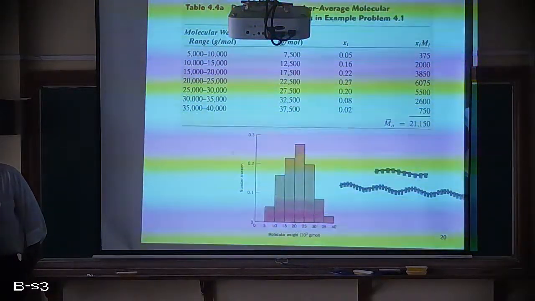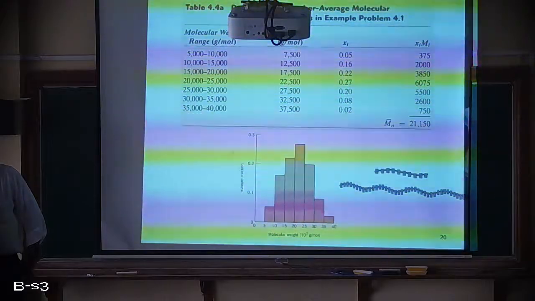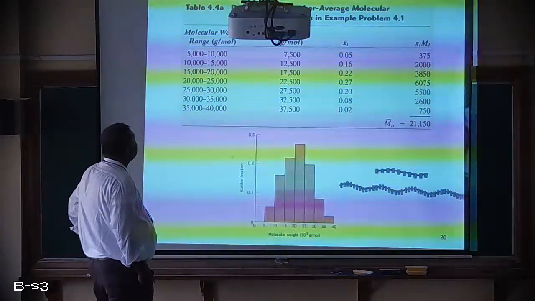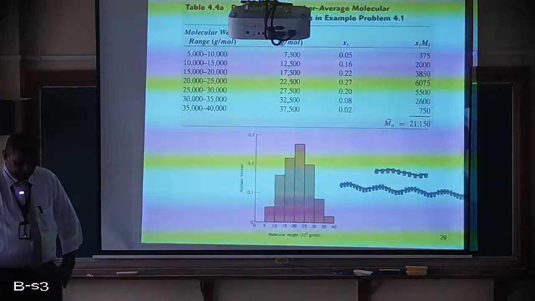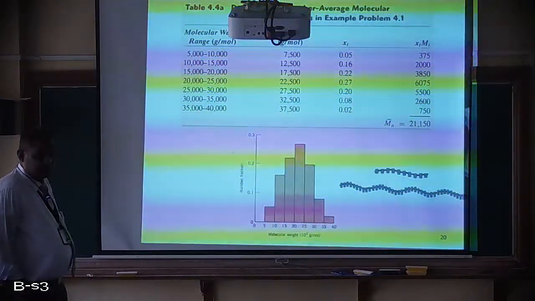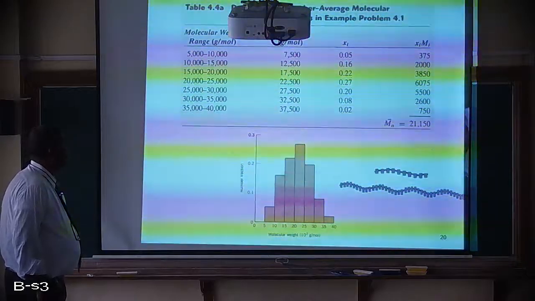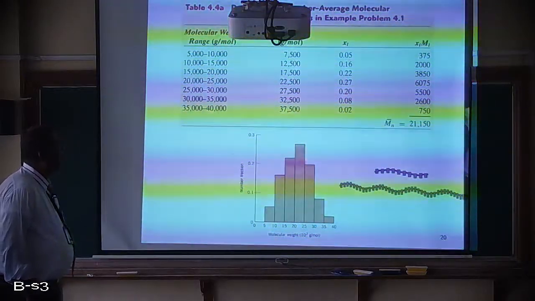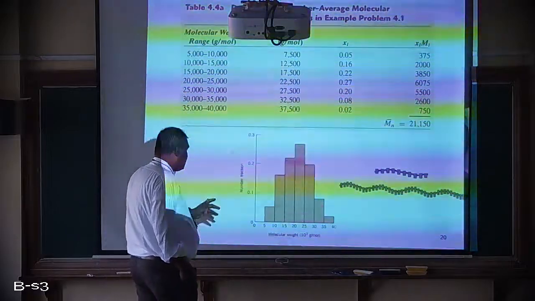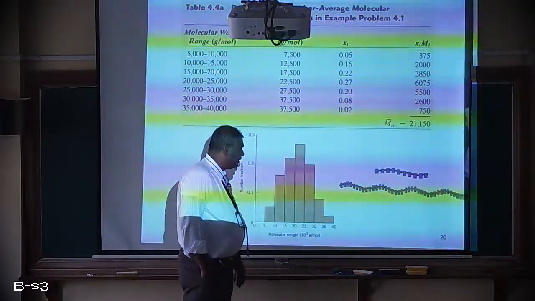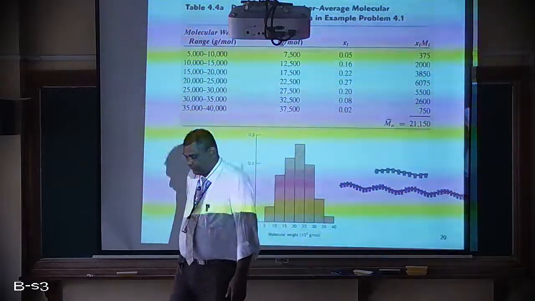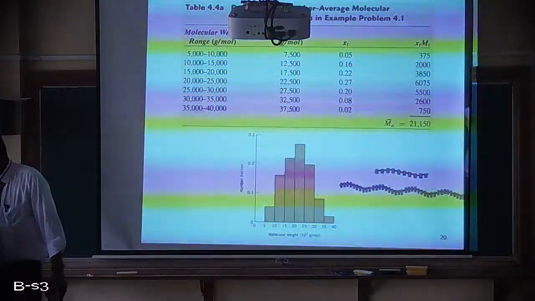So based on this molecular weight, the property is decided. You can see here, when the molecular weight range is 5,000 to 10,000, the mean molecular weight in grams per mole is 7,500. So xi is 0.05 and wi is the weight fraction. So these are the fractions of molecular weight. This has the small molecular weights and the larger molecular weights. Because of this, the property also changes.